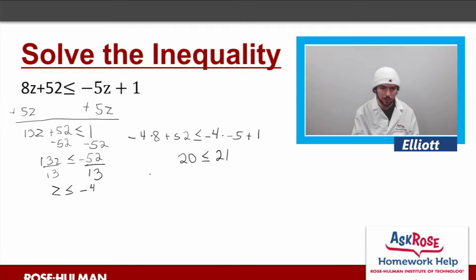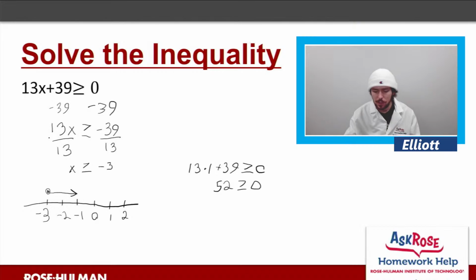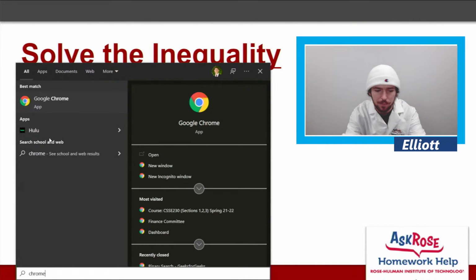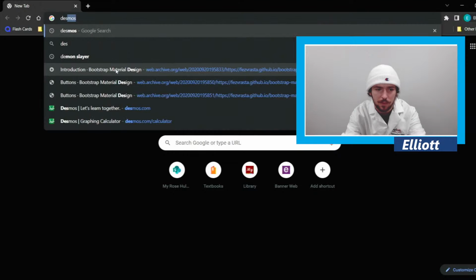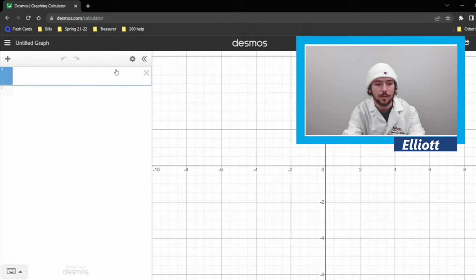Let's go ahead and choose one more example where z is less than or equal to -4. So let's say it's -3. Oh, we could show Desmos. Yeah. So here I'll go back to a different example. It doesn't really show. This one will be a good one. So here's our equation right here: 13x plus 39. And let's go ahead and open up Chrome. We're going to go to Desmos.